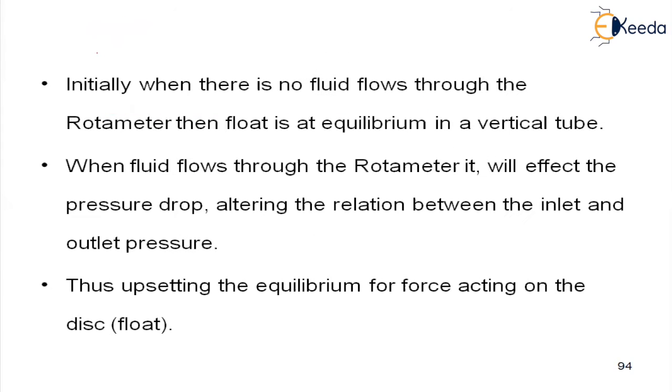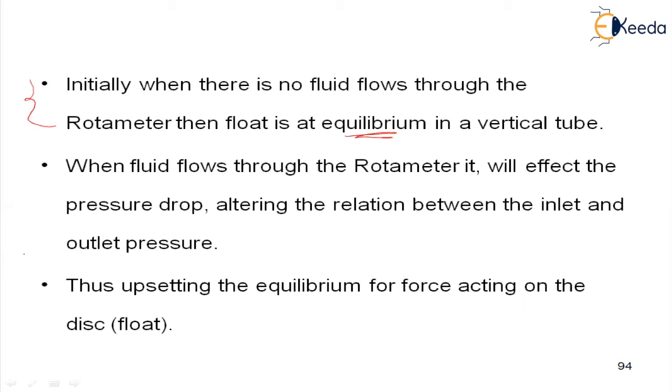Initially there is no liquid. As I told you, there is no liquid flowing inside the tube. That situation is called the equilibrium situation. Already I told you the situation. Now here the very important parameters we are going to see is what happens if the liquid is flowing through the rotameter.